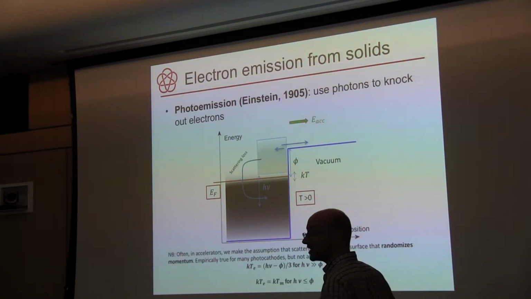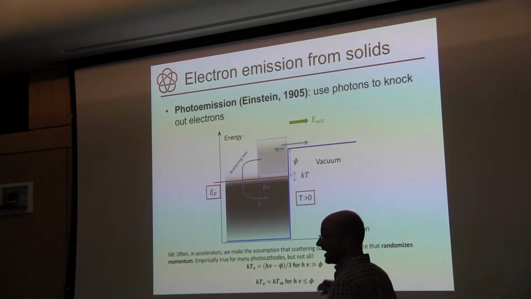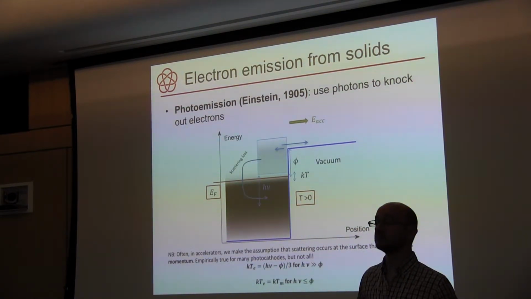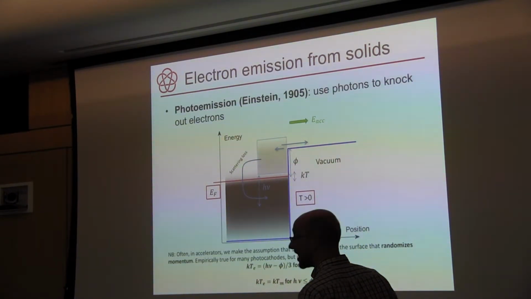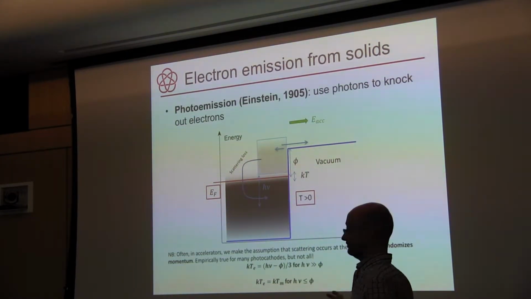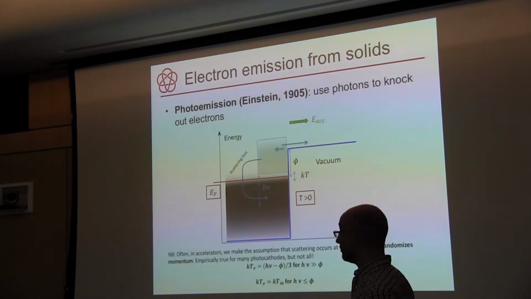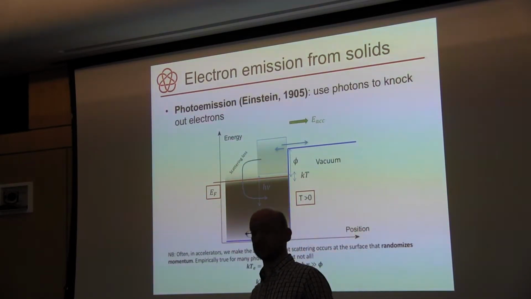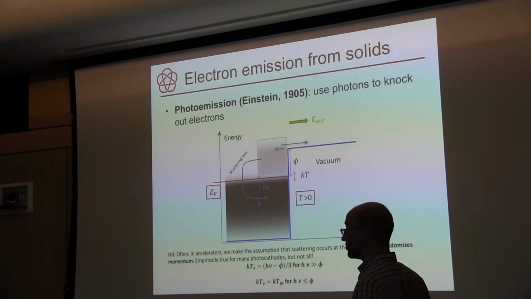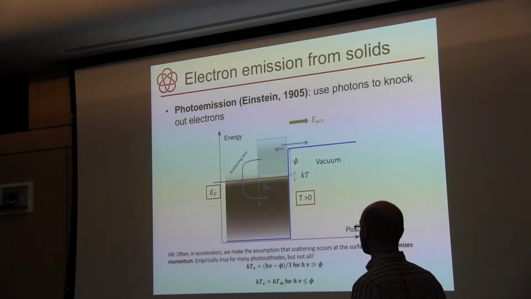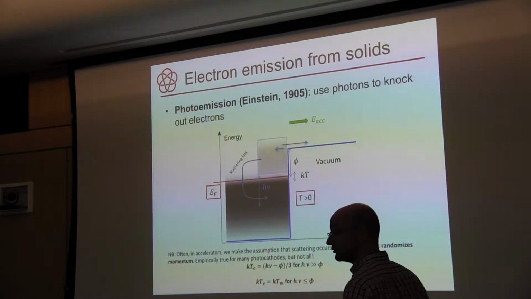All right, so let's talk about what the MTE would be here. What is the emitted electron temperature? Often in accelerators, we make the assumption, this is a drastic assumption, that some scattering occurs at the surface, and that randomizes the momentum. Okay, that's a very deep assumption which we'll talk about more tomorrow. However, this is empirically true for many cathodes, particularly disordered cathodes, which are polycrystalline or other forms of disorder on the surface, but it's not true for all cathodes.